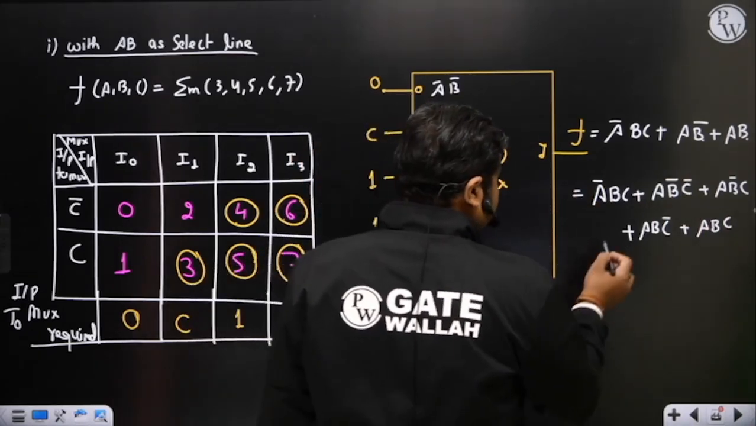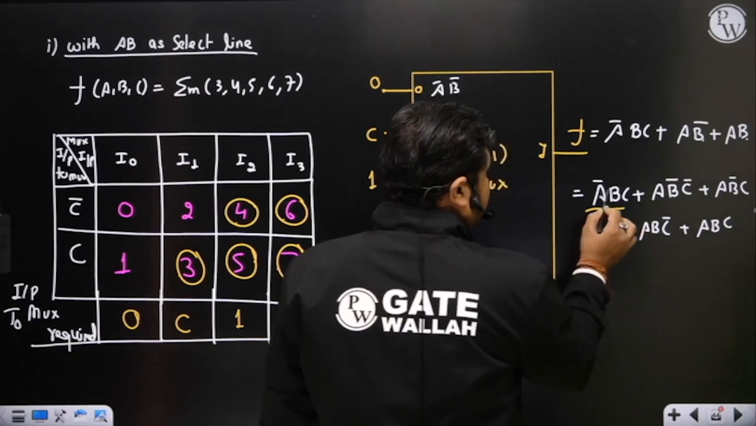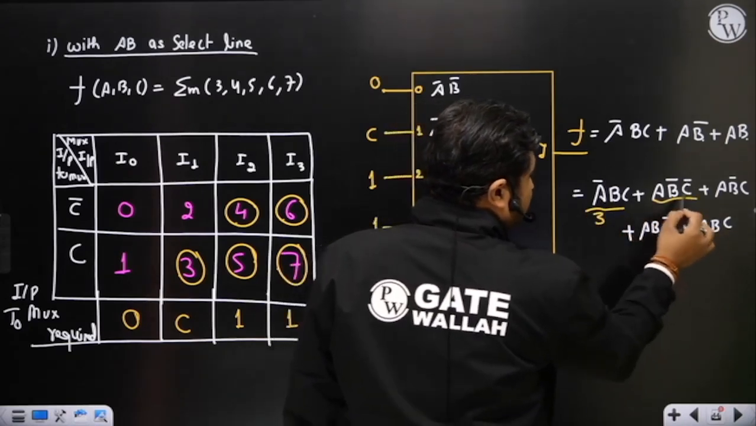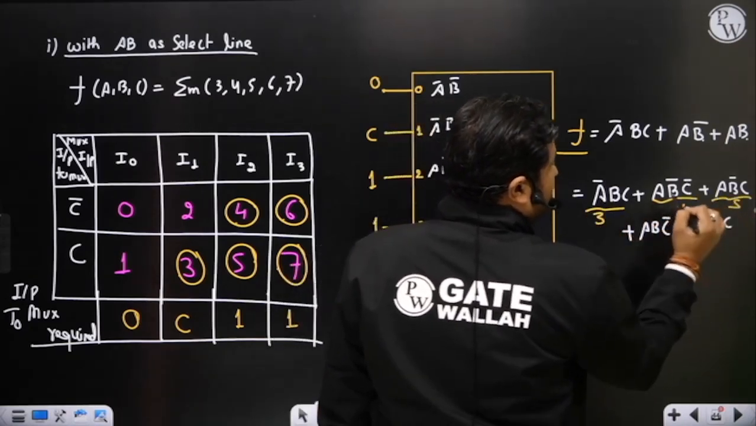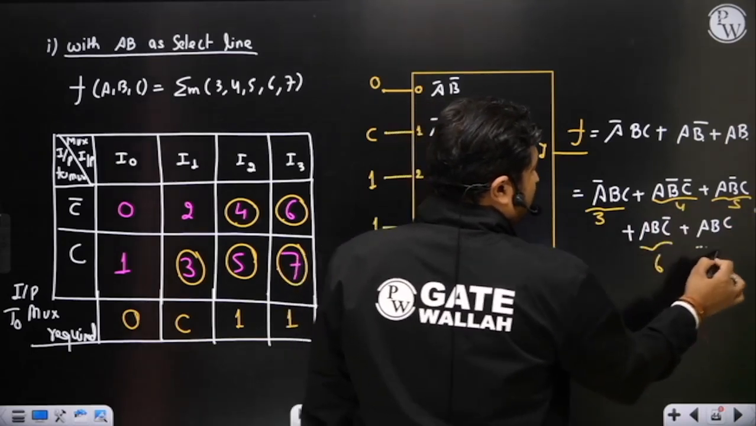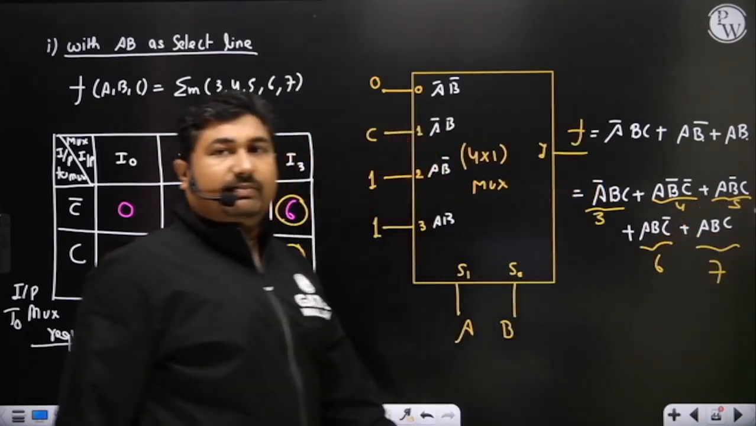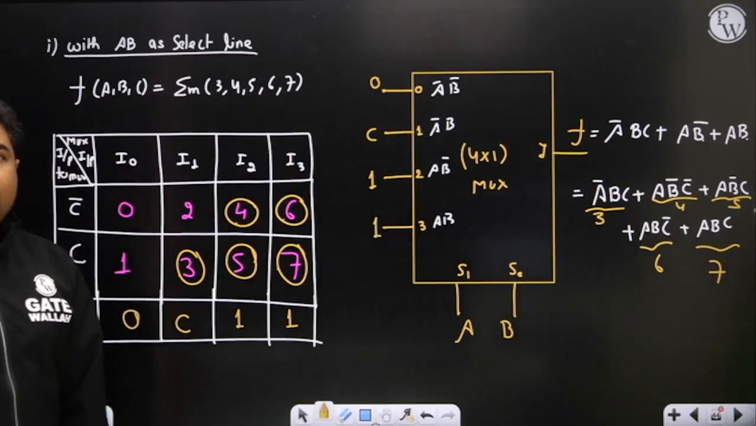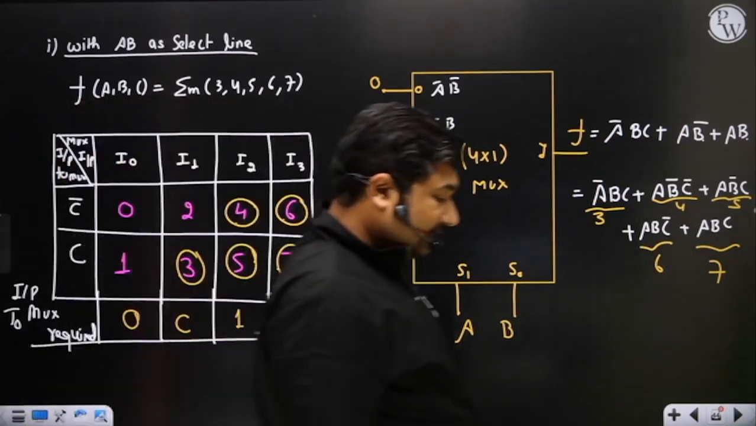Yes, sir. What is this? Sir, 0, 1, 1, 3. What is this? 1, 0, 0, 4. What is this? 1, 0, 1, 5. What is this? 6. What is this? 7. Yes, sir. The function will be implemented. Is it okay? Now you can implement any function.